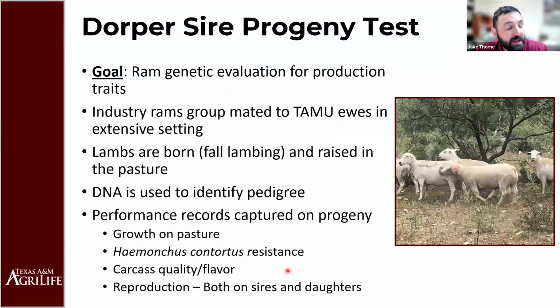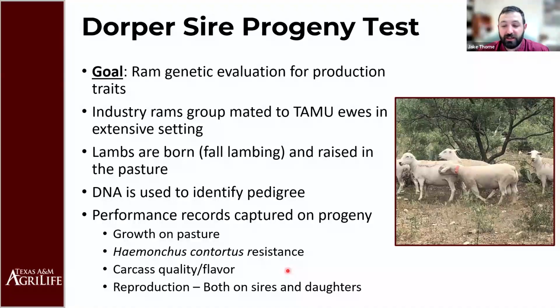Okay, I just have a couple more slides that I want to end with. I want to kind of bring this full circle and just take a second to discuss a research project, an integrative research and extension project that we've got going on here at the research station that's using some of these technologies that I've described and some of these philosophies that I've described. And so this is a Dorper sire progeny test that we've just started hosting here in San Angelo. And really the goal of this test is to provide a genetic evaluation of rams.